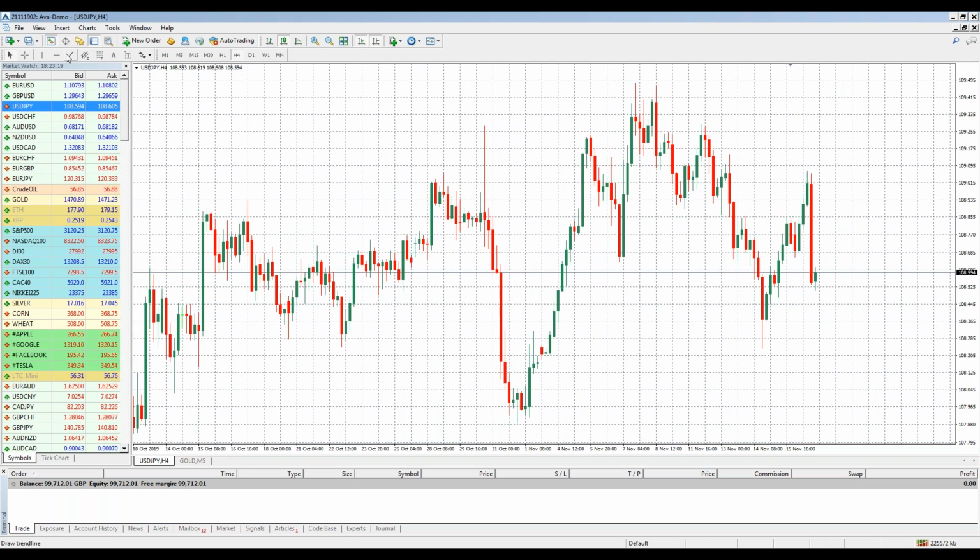Here's the 4-hour candles. Look at this drop in the last couple candles, okay? Quite a drop. It dropped from 109 plus to 108.59, so a good 40 to 50 pips drop on the USD JPY.